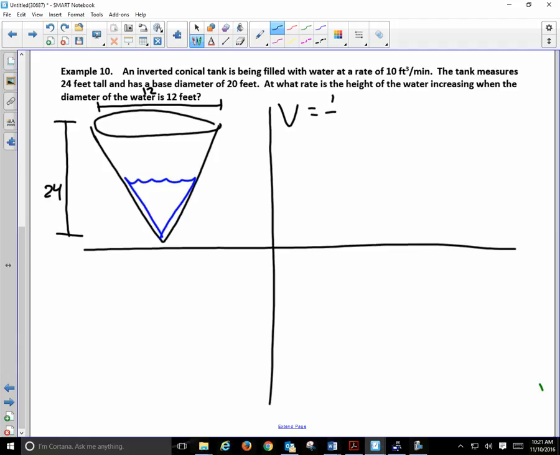Volume is equal to 1/3 pi r squared h. I know V prime. What is V prime? 10. True or false? The radius of the water is changing. True. True or false? The height of the water is changing. In fact, that's what we're trying to find, h prime.